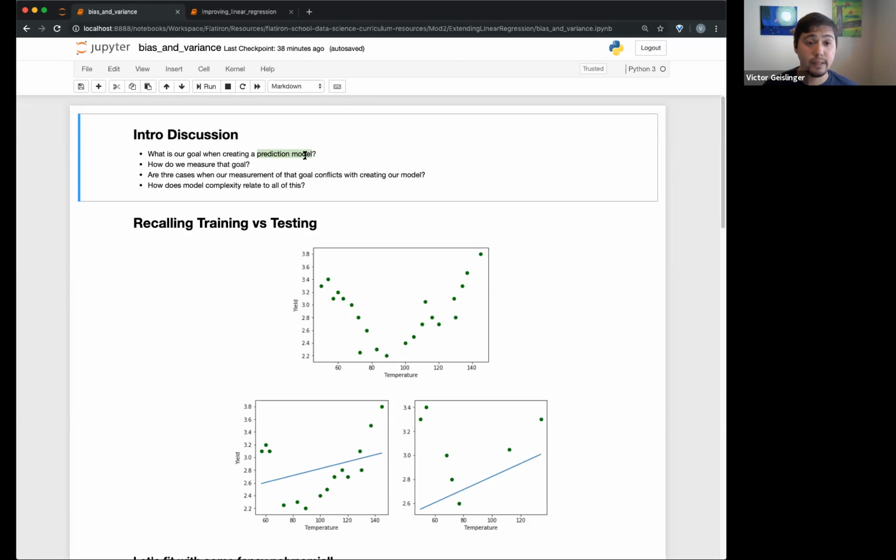Now, obviously, we don't know what the future is. We don't know what future data we will get, and when I say future data, it could just be your new training or testing set, right? But how do we measure this goal? What tools have we used so far to measure whether we make a good prediction or not?